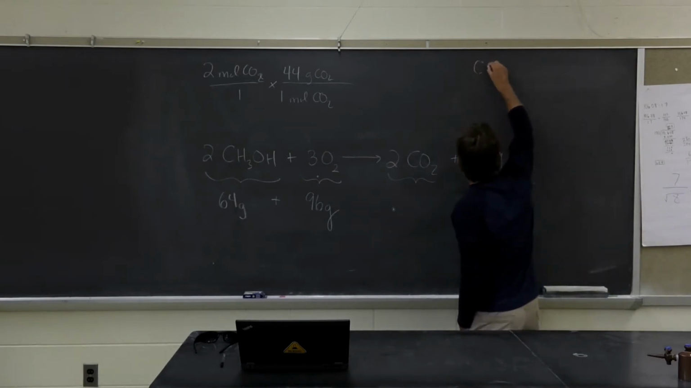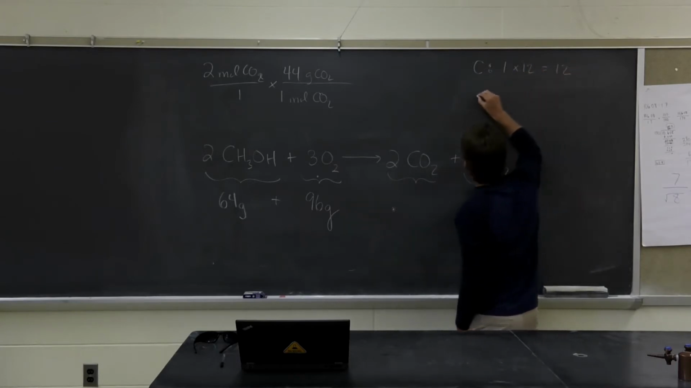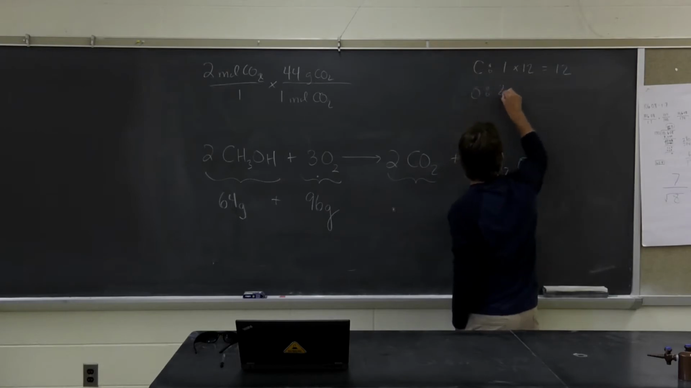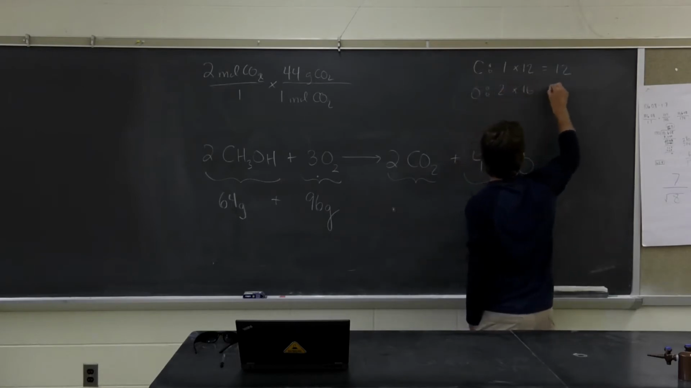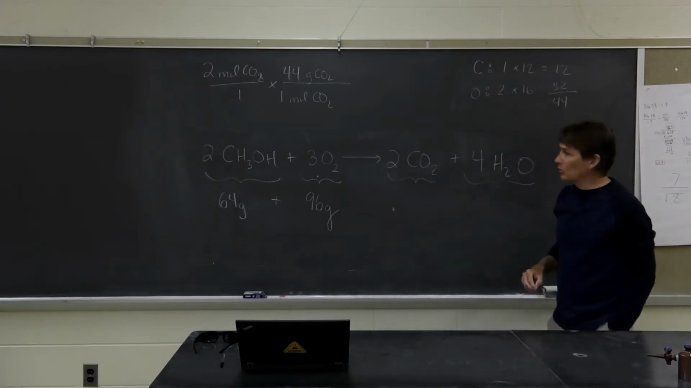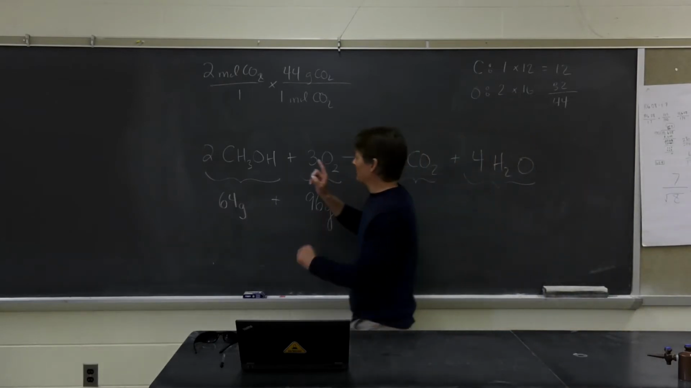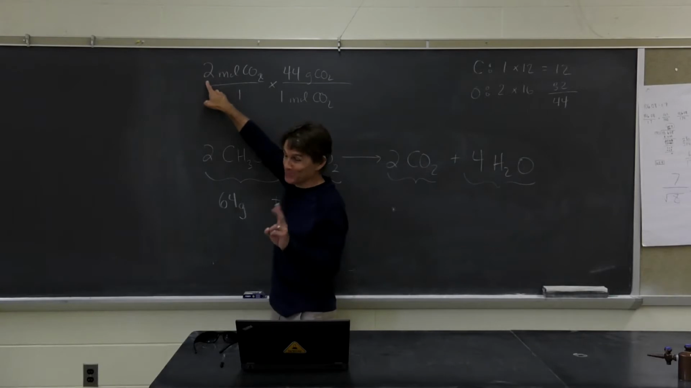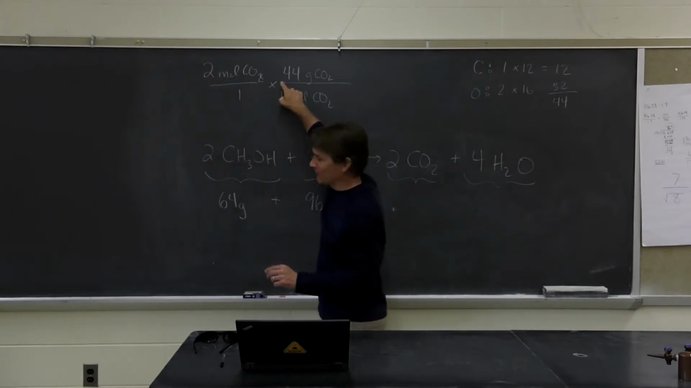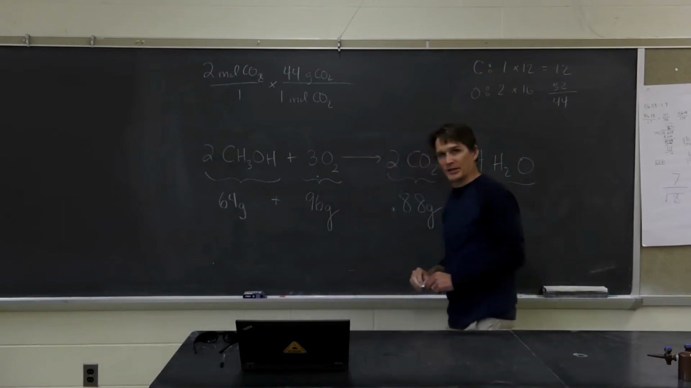So I've got carbon, which is 1 times 12, because I've got 1 carbon and this is its molar mass. And then my oxygen, I've got 2 of those times 16 grams per mole. Sure enough, add them together, you got 44 grams in a mole. I gotta make sure I do this though. I gotta take that 2, there's 2 moles, multiply that by my 44. That's gonna be 88 grams of carbon dioxide.